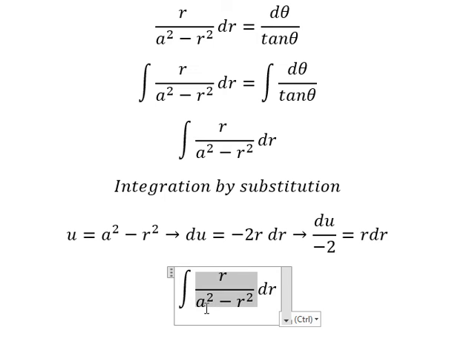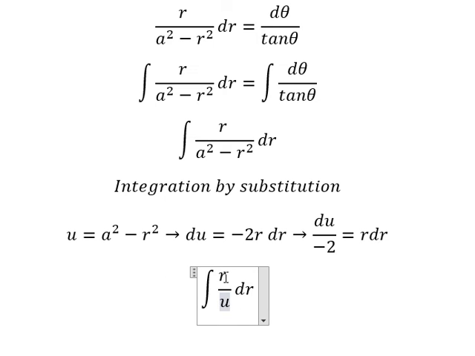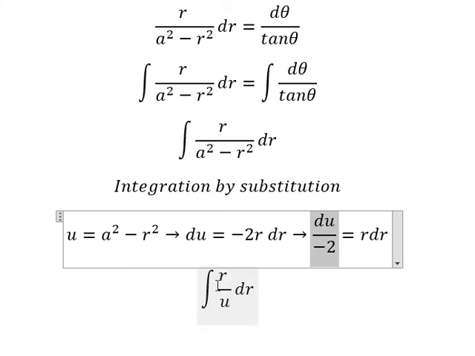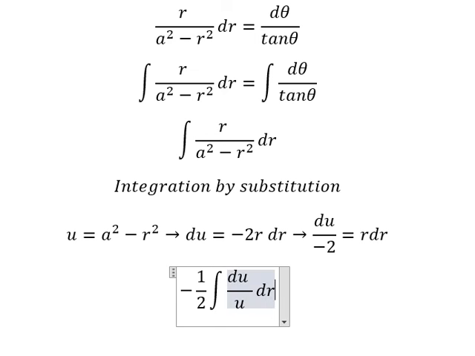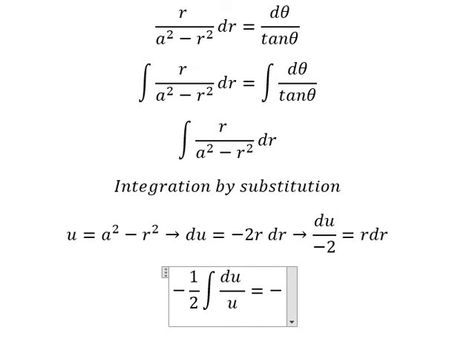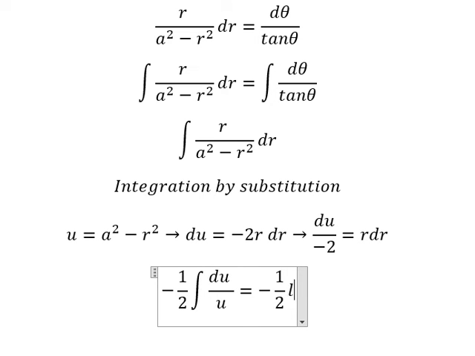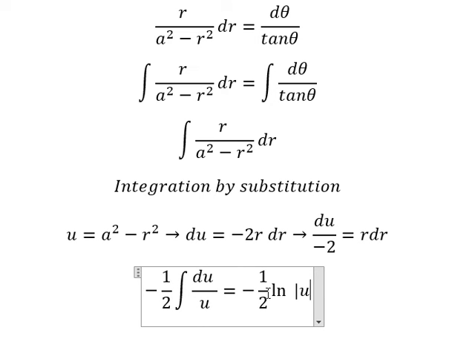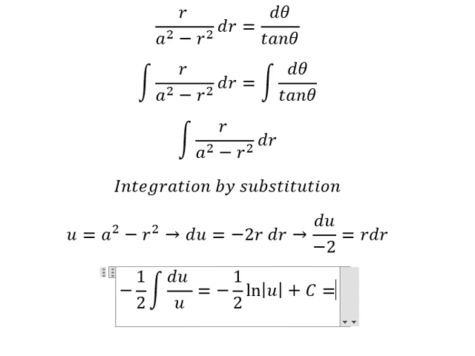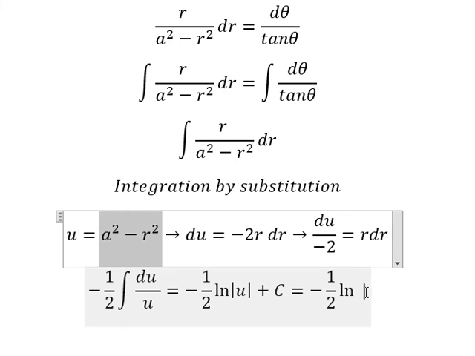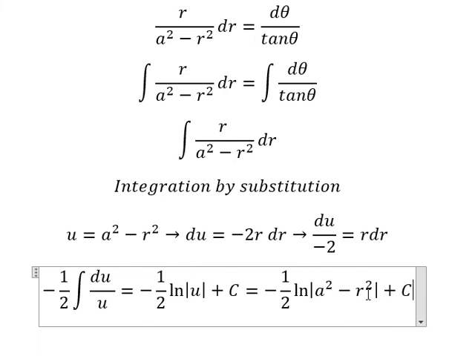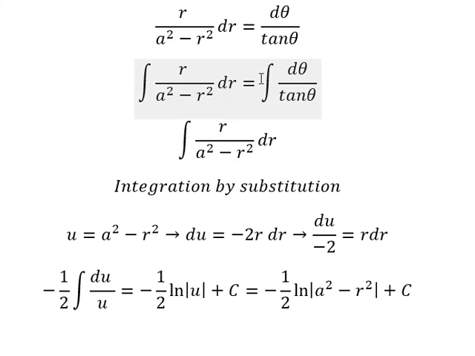So this one will change to u. r dr will change to this one. So the integration of this one, we have negative 1 over 2 ln of the absolute value of u, and I will put c. About u, that is this one. And then I will put c in here.